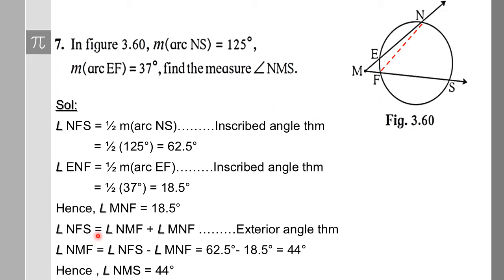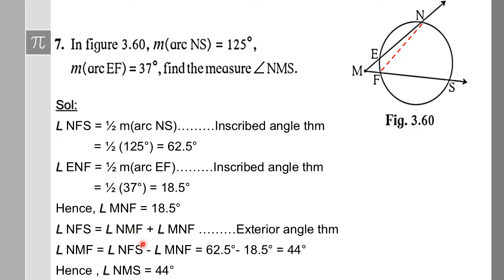Now here if you consider this triangle NMF, NFS is an exterior angle, and angle MNF and angle NMF are the remote interior angles of the exterior angle NFS. So by the exterior angle theorem, exterior angle NFS is equal to the sum of the remote interior angles, which are angle NMF and angle MNF. So next step, angle NMF will be angle NFS minus angle MNF, that is 62.5 degrees minus 18.5 degrees, which is 44 degrees. Hence angle NMS is 44 degrees.